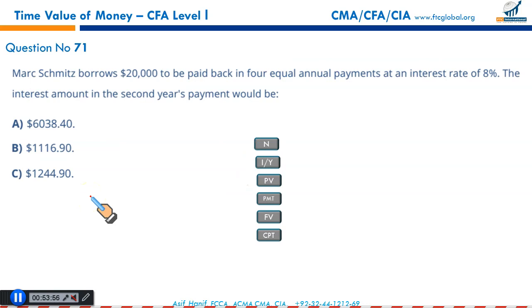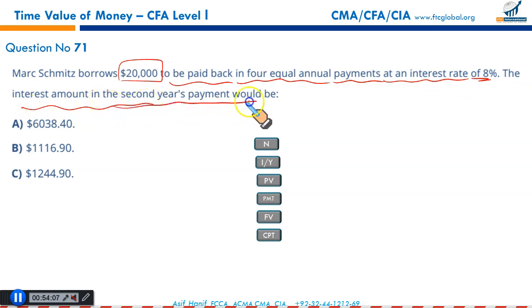Move on. Question 71. Mark Schmitz borrows this much to be paid back in 4 equal annual payments at an interest rate of 8%. The interest amount is in the second year of the payment. Now, this is again a kind of question we've already done. First of all, there are 4 periods. Interest rate is 8. The loan that he or she is receiving is $20,000. No future value. Calculate the payment that will be made.